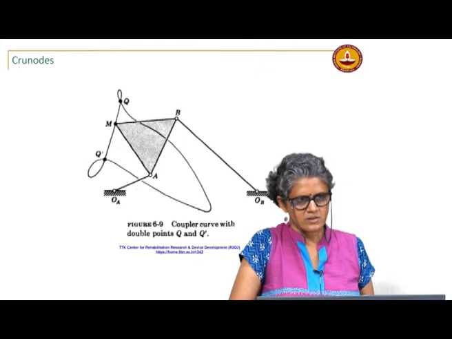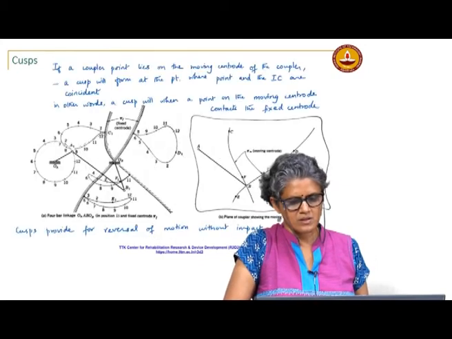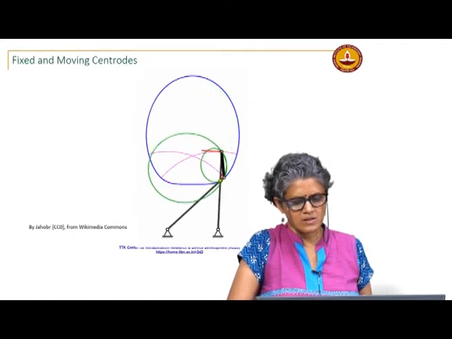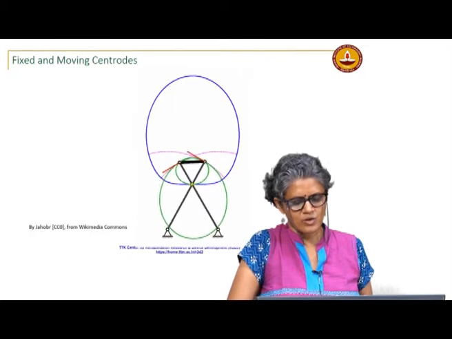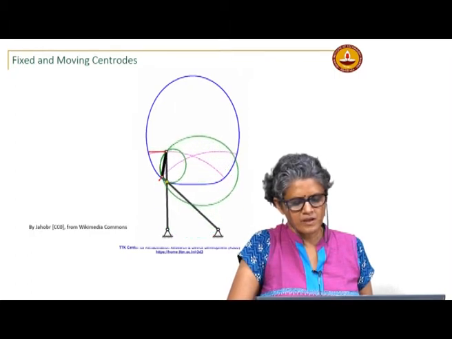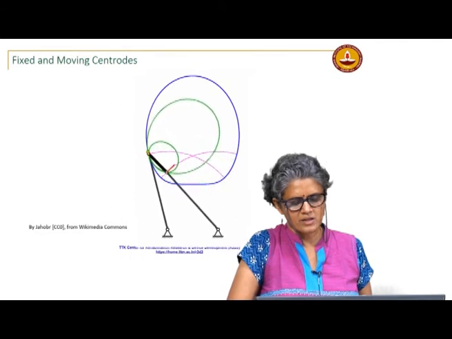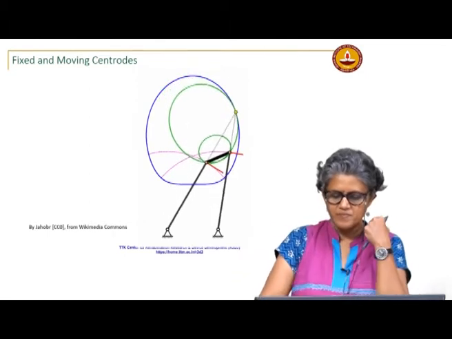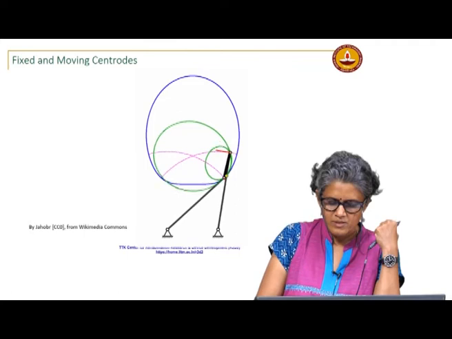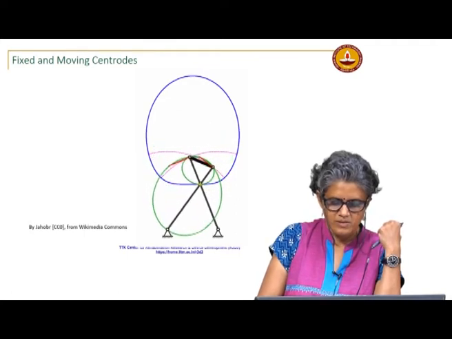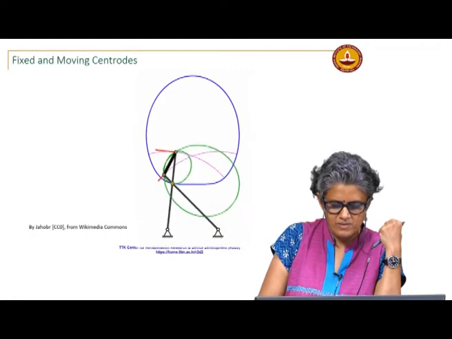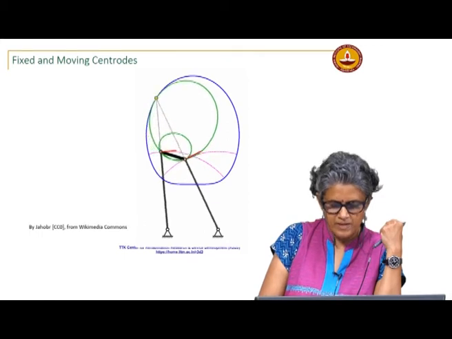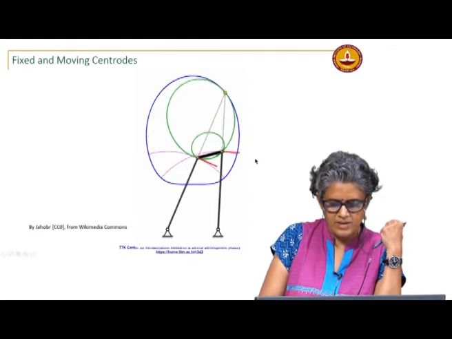In that example, you had the free pivot, like moving centroid. Green is the moving centroid, right? Yeah. And that has a point on the moving centroid contacting the fixed centroid at multiple places. Yeah, that is what is happening here, no? So the cusp definition is the coupler curve intersecting with the moving centroid. Correct.